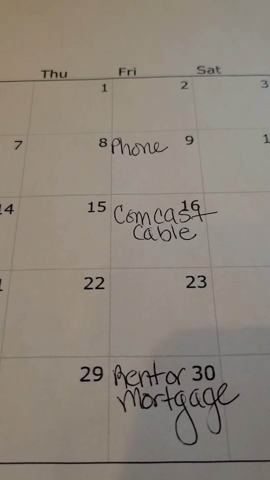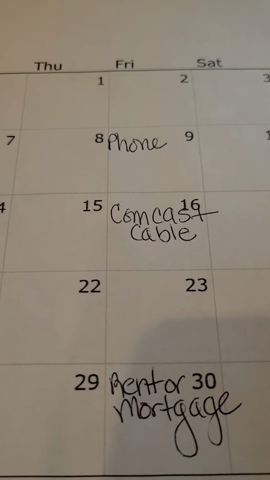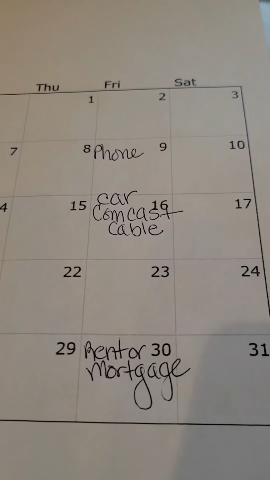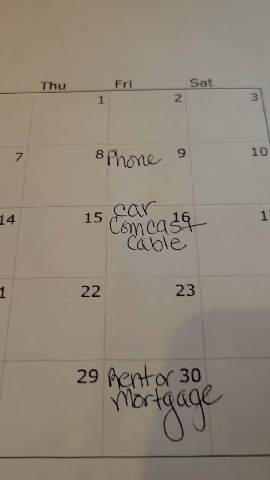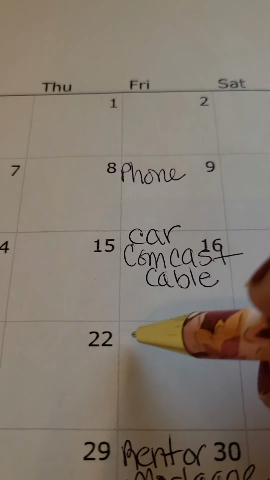If you have a car payment, it's due on the 17th, you want to go ahead and write that in on the 16th square. Do you have a storage unit? You want to be aware of that due date. Say that's due on the 25th, you're going to go right ahead and put that on the 23rd block.